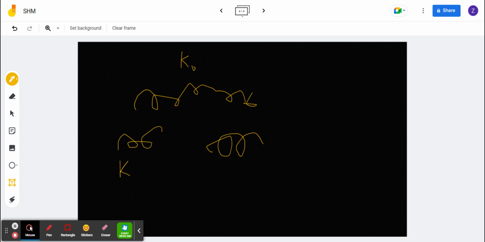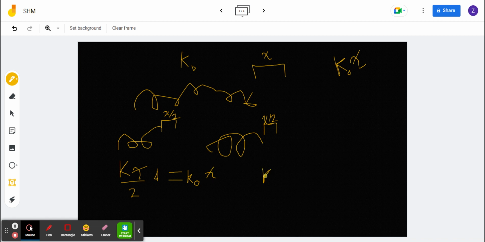So the way to think about this is that if I extend the spring by some distance x, the tension in the spring has a magnitude of k naught x. Each half must have the same tension, because the tension is the same throughout the spring. But each half spring only moves x by 2 distance. So what we get is that k, which is unknown, times x by 2 is equal to k naught x. Thus, the spring constant of the new spring is equal to 2 times the original.